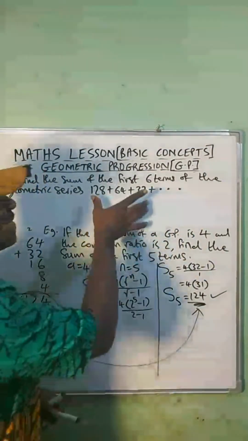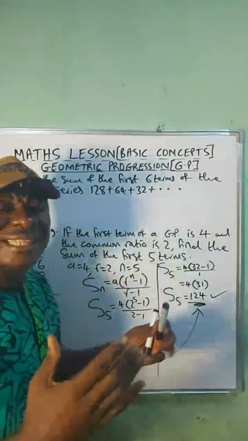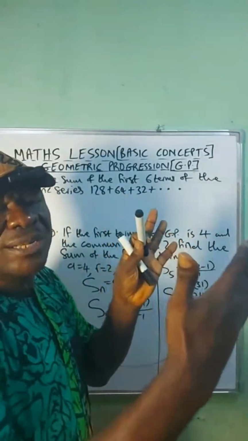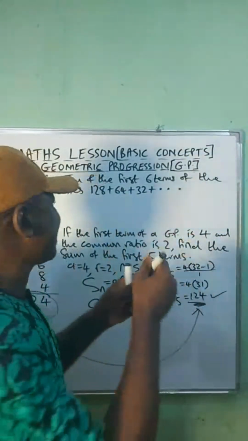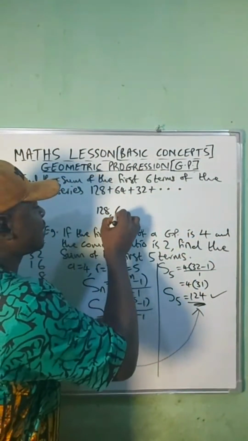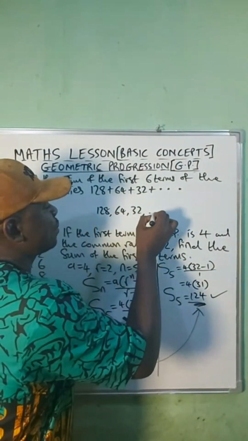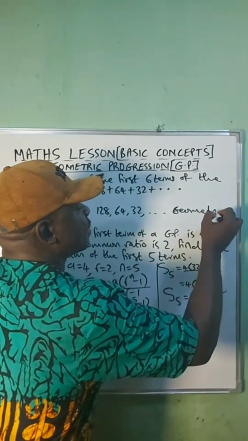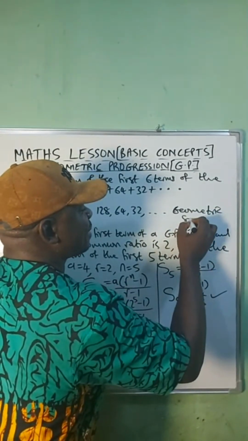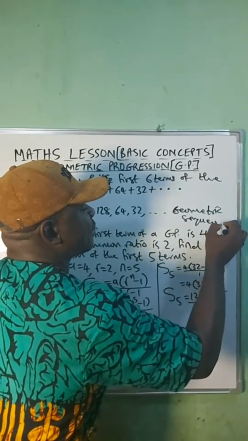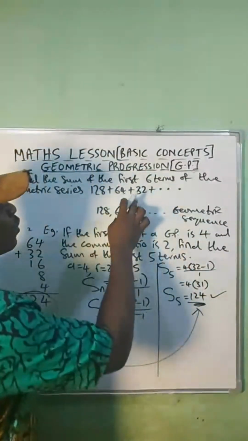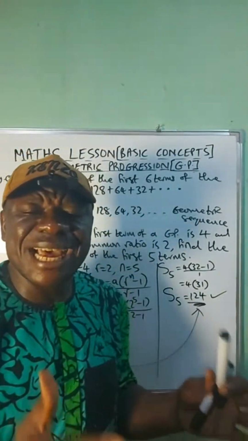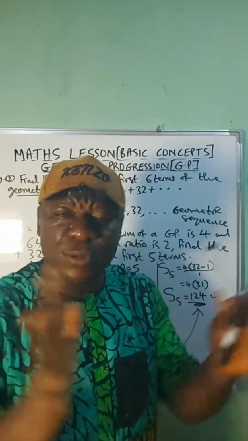This one is called a series, not a sequence. A sequence is a group of numbers that are arranged in a particular order and separated by commas, like this one: 128, 64, 32. This one is called a geometric sequence. So it's different from this one. This one is a geometric series. And what is a series? Series are terms in a sequence that have been added up together.